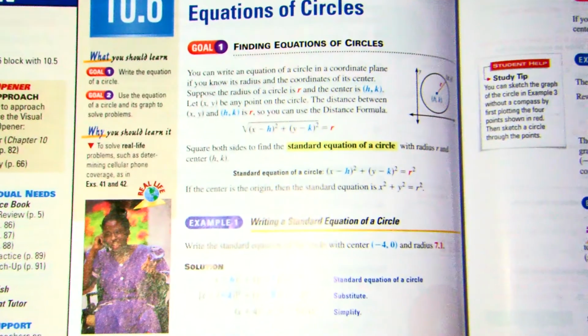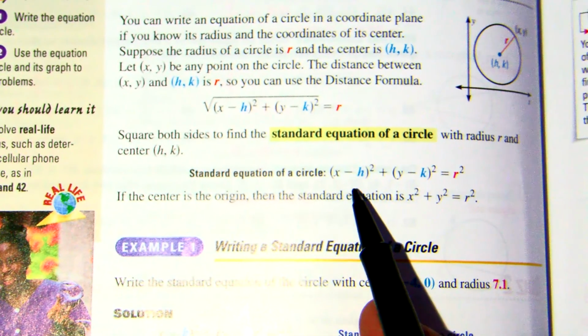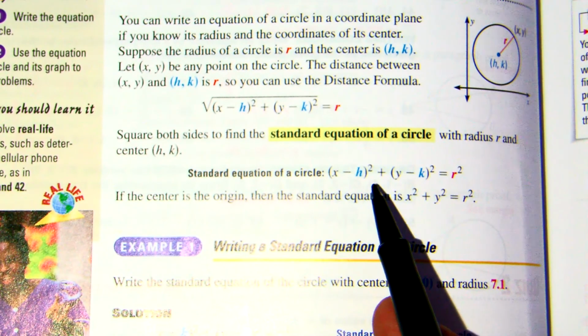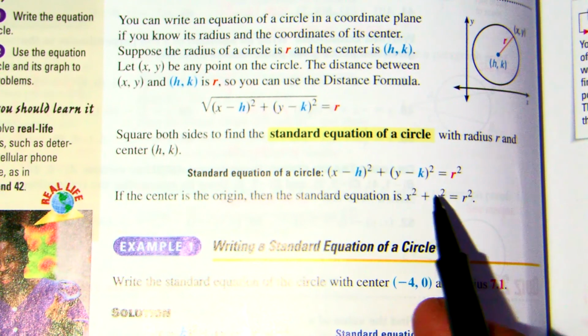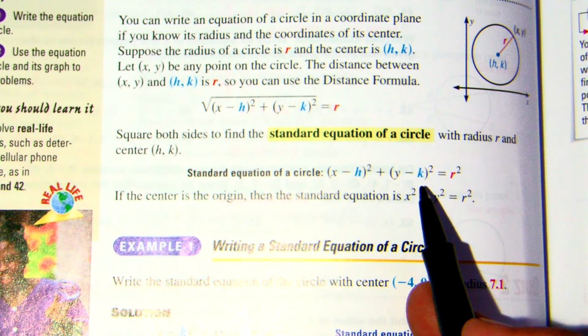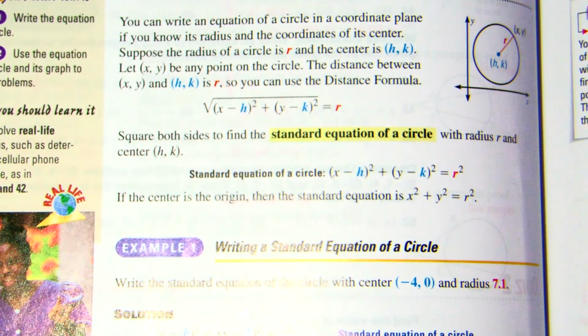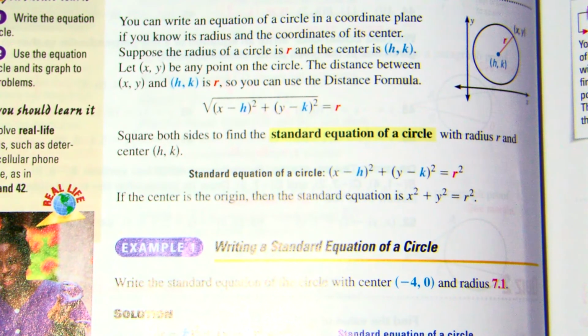Alright, equations of a circle. What you need to know about this, you've got x minus h squared plus y minus k squared equals r squared. R squared would be the radius squared. H and K are the center of the circle, and x and y are points that lie on the circle. So that's the standard equation of a circle.